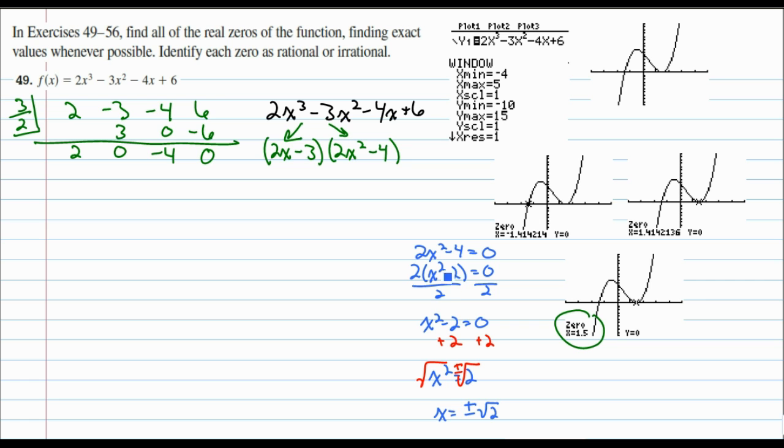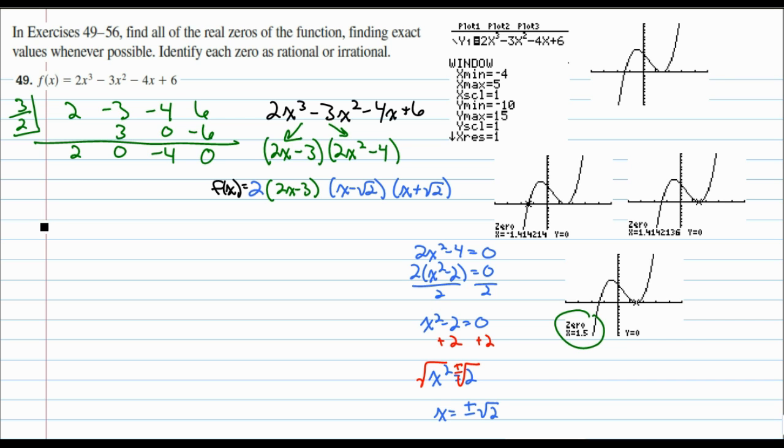I've got the 2 that I factored out in front, the 2x minus 3 that came from when k was 3 halves, and that worked out perfectly in my synthetic division, no remainder. Now I have x minus square root 2 and x plus square root 2. So there is my completely factored f of x. F of x totally broken down into binomials is 2 times 2x minus 3 times x minus square root 2 times x plus square root 2.